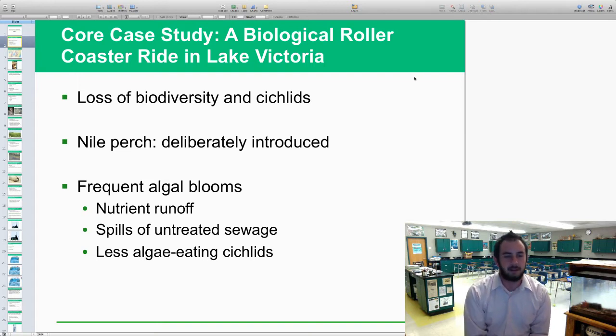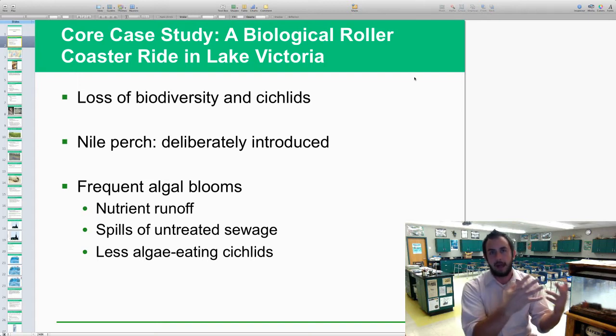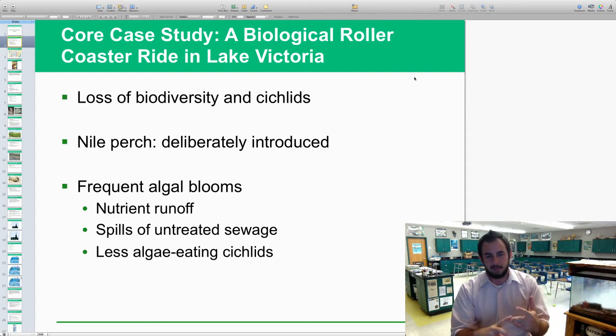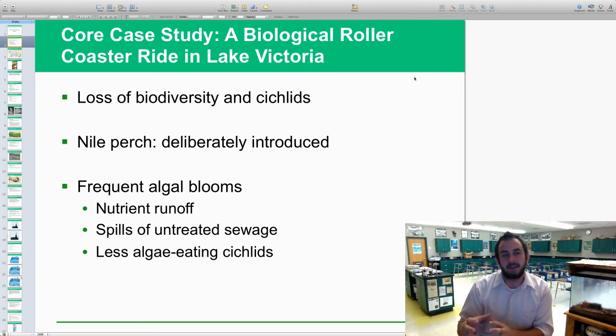Now, the lake was affected by nutrient runoff, which caused frequent algal blooms because of spills and untreated sewage overall. But because the Nile perch came in and took out a lot of the diversity that fed upon algae, we saw more algae and more frequent algal blooms because of this introduction. So it was kind of a roller coaster ride with that.